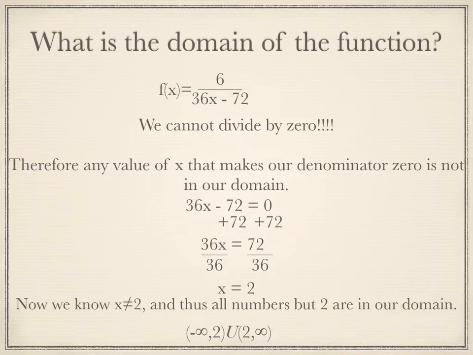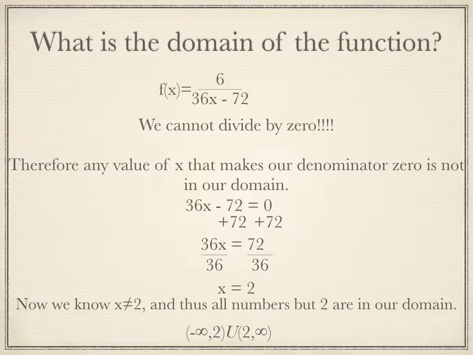Okay, now we're going to move on to what is the domain of the function. So f of x is equal to 6 over 36x minus 72. We cannot divide by 0. Therefore, any x value that makes our denominator 0 is not in our domain. Sorry, my animations aren't quite popping up on this one, but we've got 36x minus 72 is equal to 0. Because once again, we can't divide by 0, so we're just taking the denominator and setting it equal to 0.